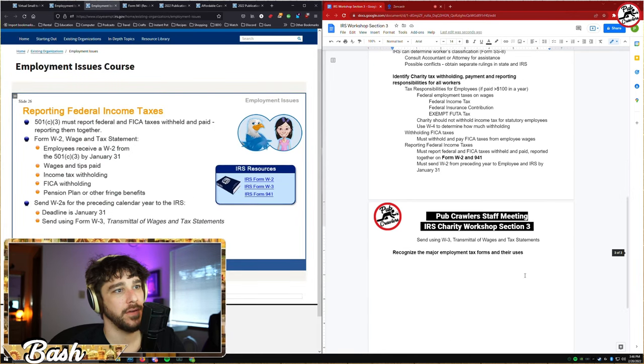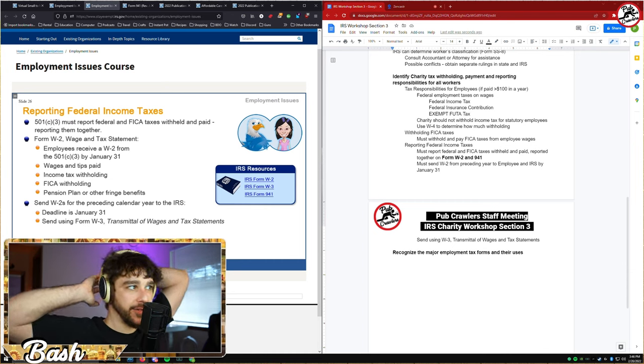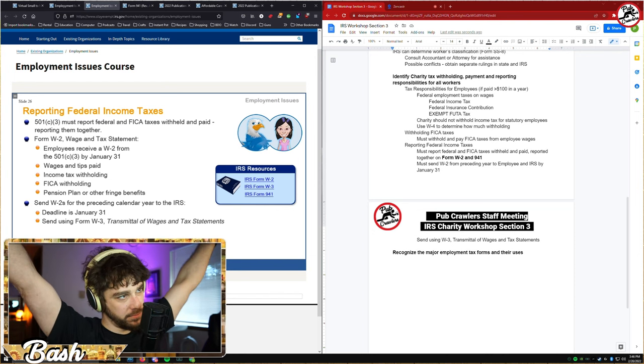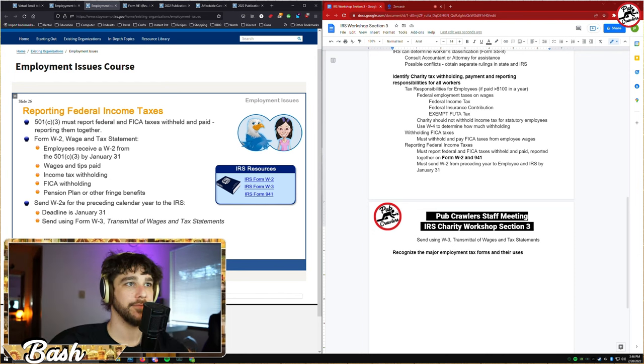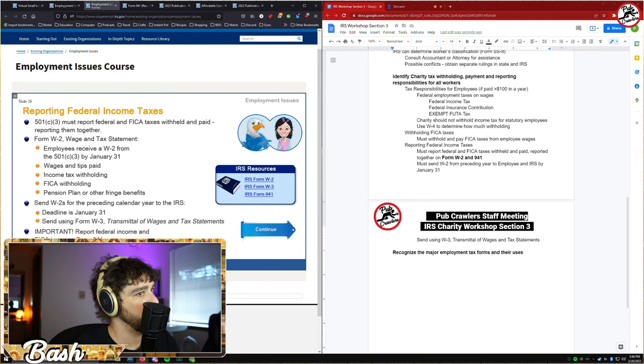Sweet. Okay, so then we use the form W-3 to send the W-2s to the IRS. We all good? Yep. A copy of the W-2 must also go to the Social Security Administration. It's important to meet the requirements for the W-2, otherwise penalties may apply. And don't forget to report federal income and FICA taxes on Form 941. Select the continue button to move forward.